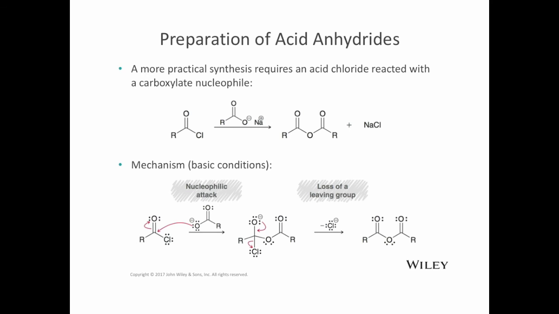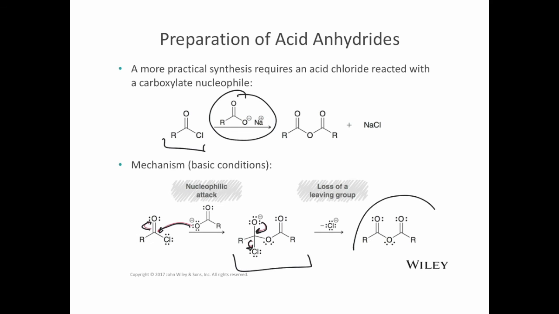So for a practical synthesis of anhydrides, we're going to use the very reactive acid chloride and add a carboxylate. So in this case, the carboxylate is the nucleophile. It attacks the carbonyl carbon. You form this intermediate, which collapses and kicks off your chloride leaving group, and you get your anhydride product.